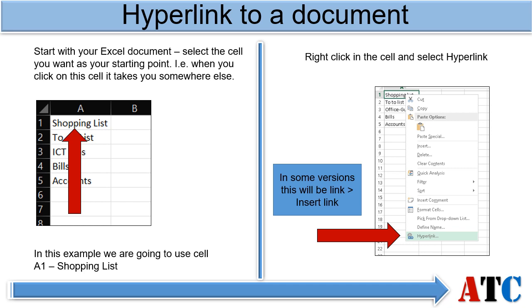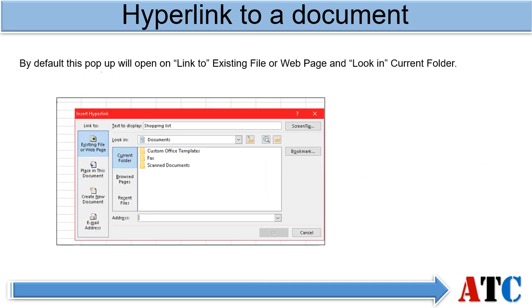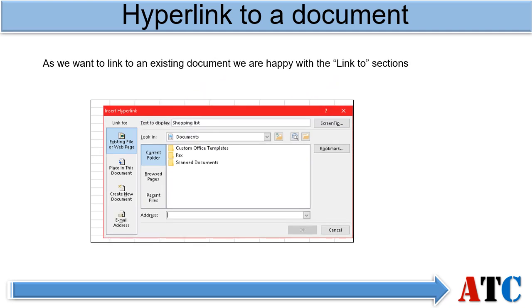Right-click in the cell and select hyperlink. Note that in some newer versions, this will say link, and when you click on the link, it will say add link. By default, the pop-up will open to link to existing file or web page and look in current folder. As we want to use an existing document, we are happy with the link to section.